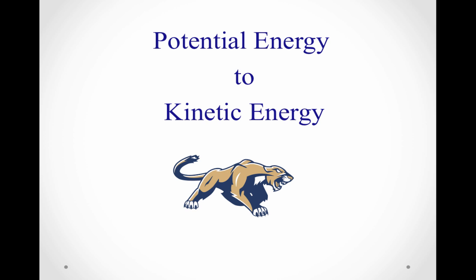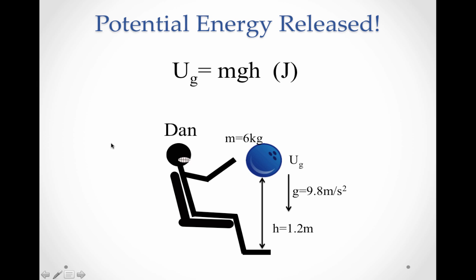Potential energy to kinetic energy. To begin with, let's go back and review potential energy. Remember, potential energy is given the symbol U, capital U, and this is a specific kind of potential energy that we'll be talking about called gravitational potential energy. So this is really one big quantity right here.